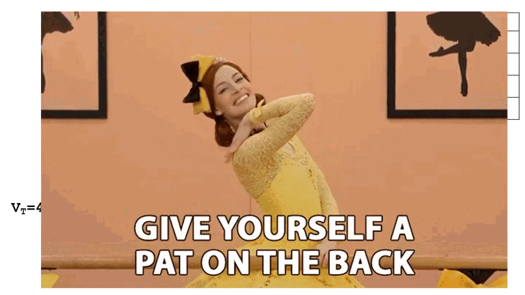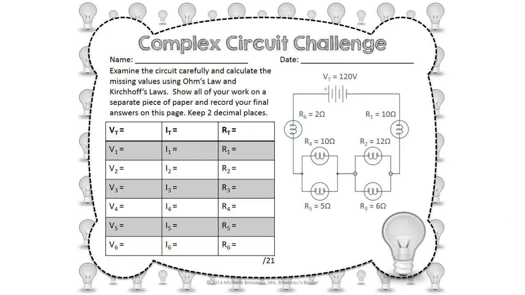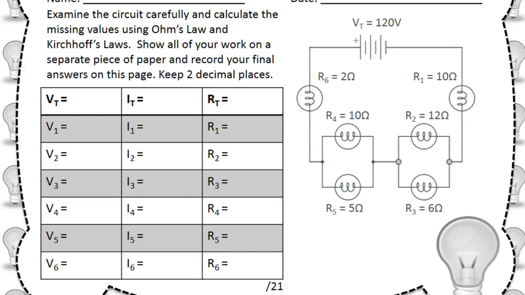Nice work. Next, I have found a complex circuit challenge on the internet. If I zoom in on this a little bit, we have a very complex circuit. We've got a 120 volt supply voltage, and we know all of our resistor values. R1 is 10, R2 is 12, R3 is 6, R4 is 10, R5 is 5, and R6 is 2, and of course those are all ohms.